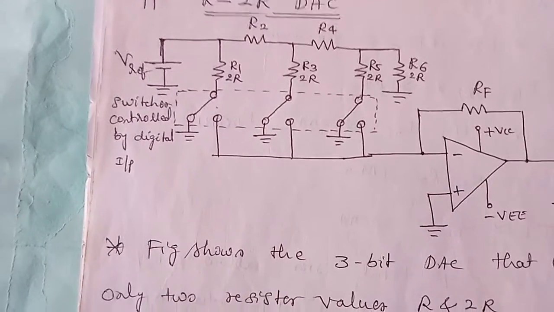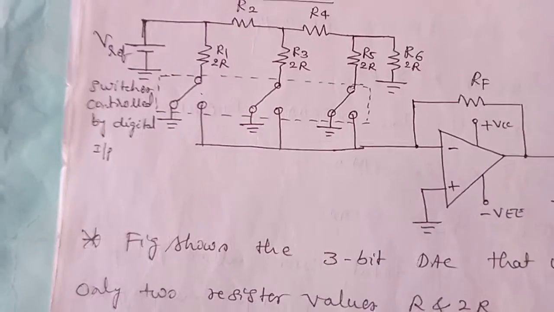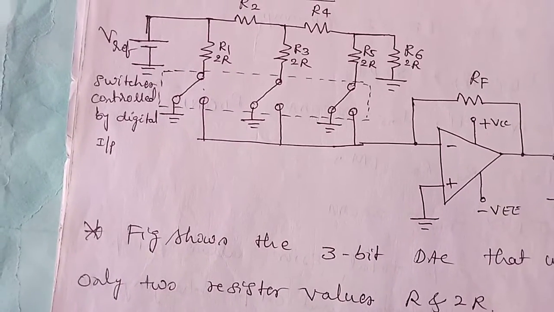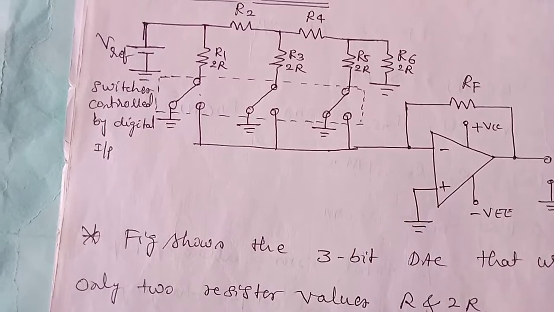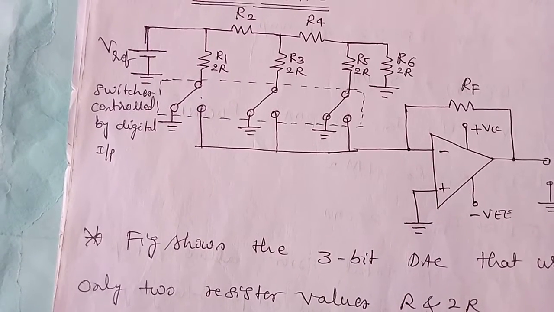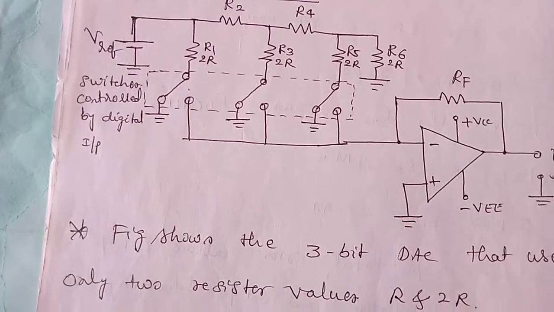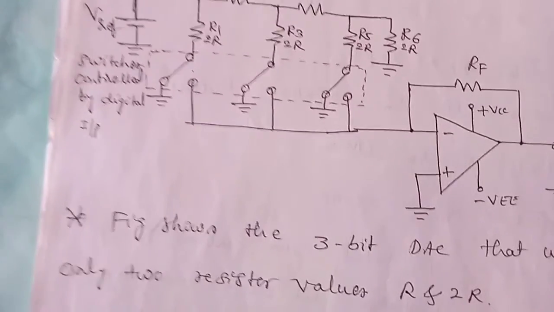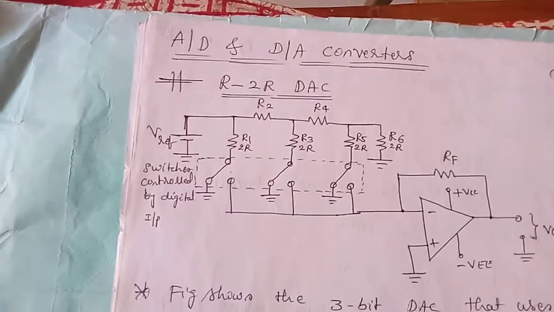So take an example. Looking at the circuit, we can see that at the junction of R4, R5 and R6, R5 is parallel to R6, that is 2R parallel to 2R. So what about R? R will be 5 kilo ohm resistance. Similarly, we can have a look into that circuit. Let us take an example here.